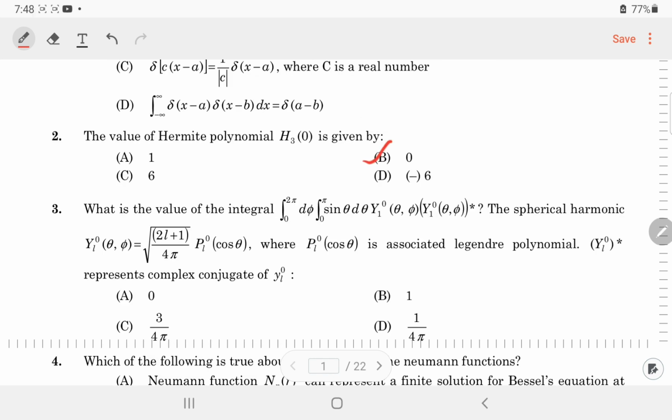What is the value of the integral? Integral 0 to 2 pi d phi, integral 0 to pi sin theta d theta, YL0 conjugate. The spherical harmonic YL0 is given. PL0 cos theta is the associated Legendre polynomial. Evaluate the integral. The answer is option B, 1.